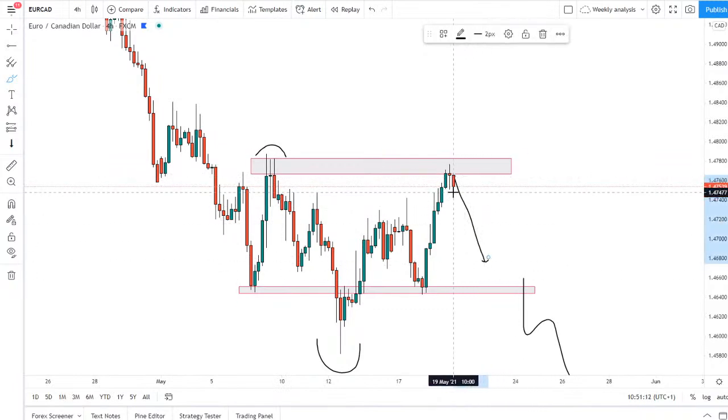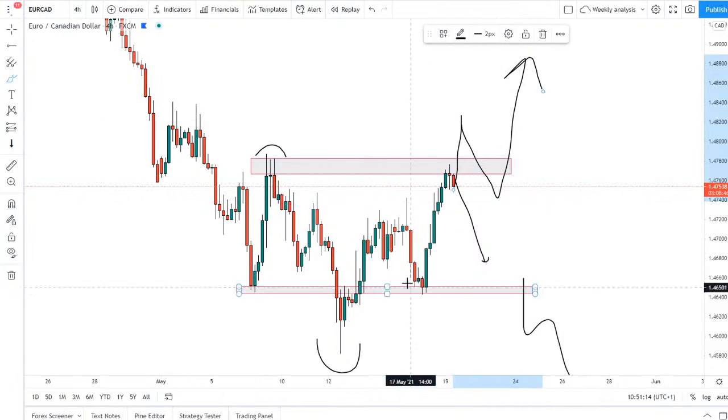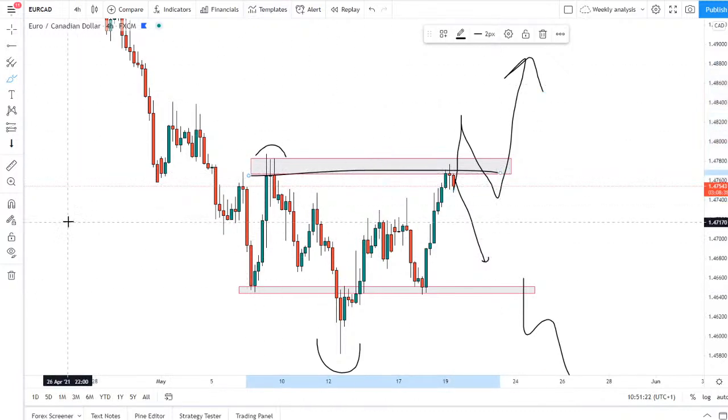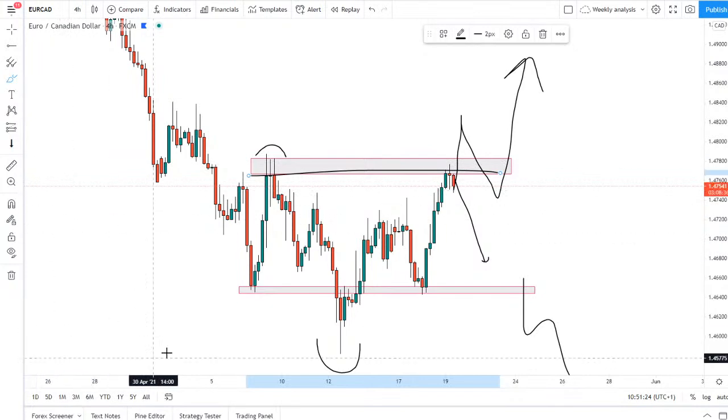But if Eurocad does break through this, then I think we could be seeing a bigger move to the upside, potentially a reversal, or at least a bigger move to the upside anyway for Eurocad. So it's got that last barrier to break through, but if it does break through, it does look like Eurocad is on its way up.